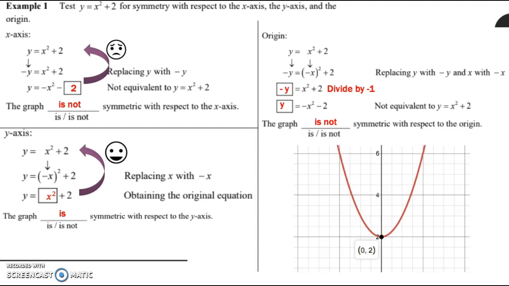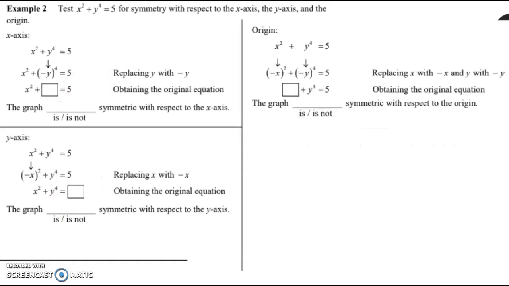Here's our graph of y is equal to x squared plus 2, and I can easily see that it is symmetric about the y-axis as it mirrors itself across the y-axis. It does not mirror itself across the origin, nor does it mirror itself against the x-axis.